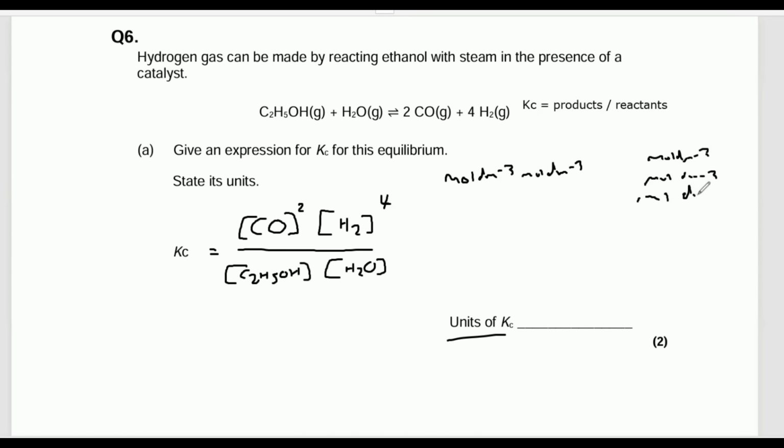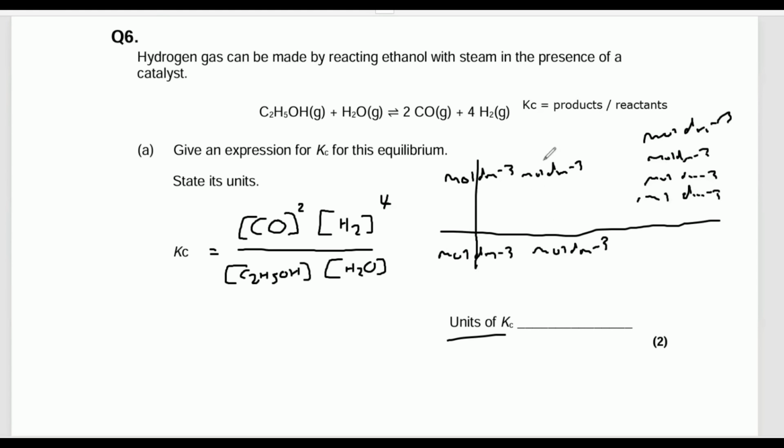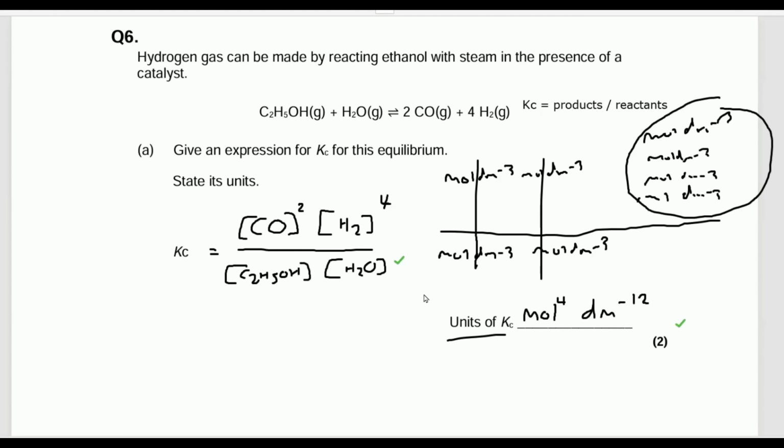This is how I work out the units. You don't have to do it like this, it's long. So mole per decimeter 6 times on the top. And then how many mole per decimeters are at the bottom? Well, I've got 2 lots of square brackets, so concentration at the bottom. So I've got 2 mole per decimeter at the bottom. So I'm going to cancel out these bad boys. And that leaves me with 4 moles and 4 dm minus 3s. So that means it's mole to the 4, dm to the minus 12. And that's how we work out the units.